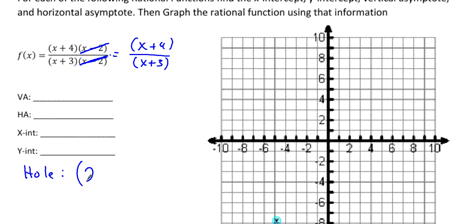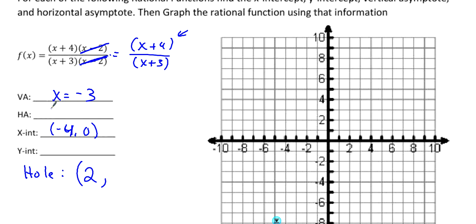So I'm going to have a hole in the graph at positive 2. And we'll figure out how to do this in just a minute, but we're going to use this equation right here to find all of my information. So I do have an x-intercept at (-4, 0). My vertical asymptote is at x equals -3.